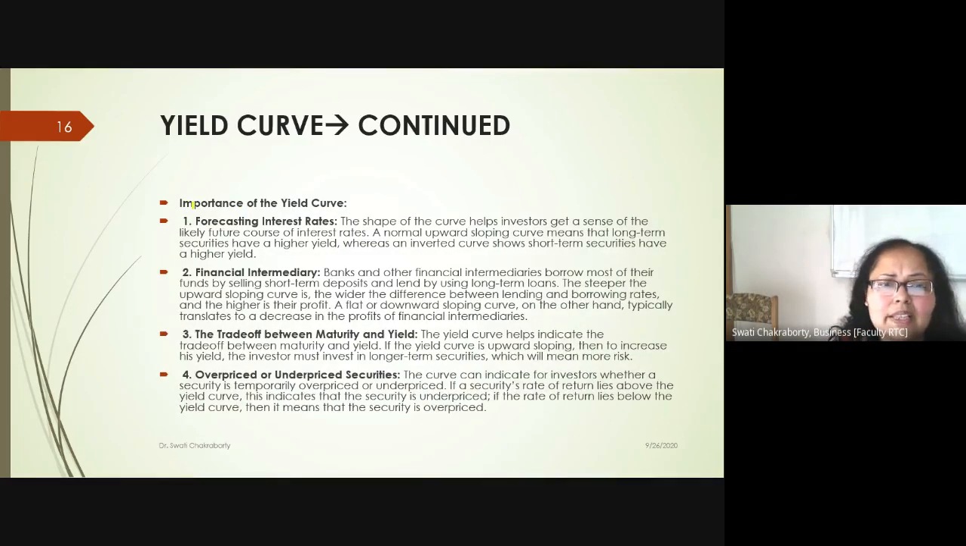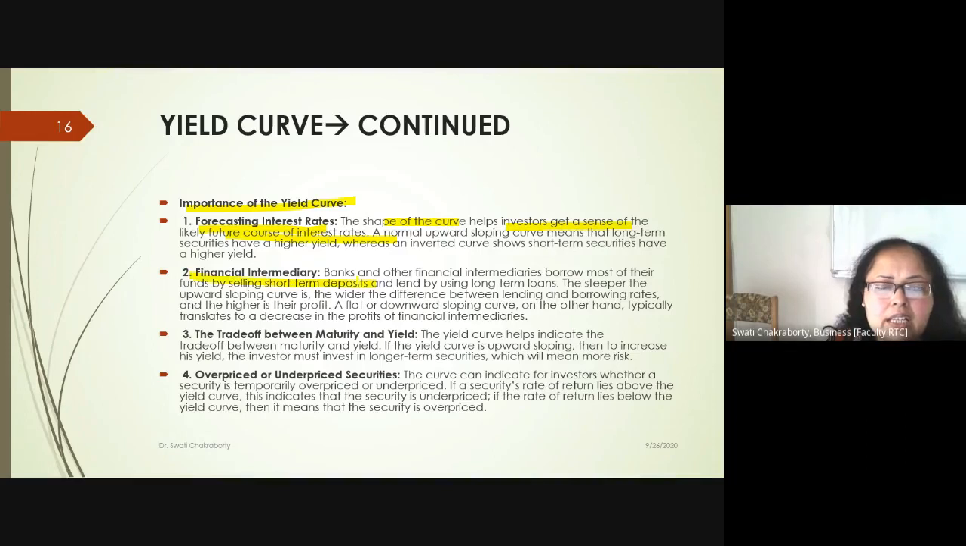So what is the importance of the yield curve? First is forecasting of interest rates. The shape of the yield curve helps investors have a sense of what the future course of interest rates would be. When we have a normal upward-sloping curve, it means that long-term securities have a higher yield. With an inverted curve, you should know that short-term securities have a higher yield.